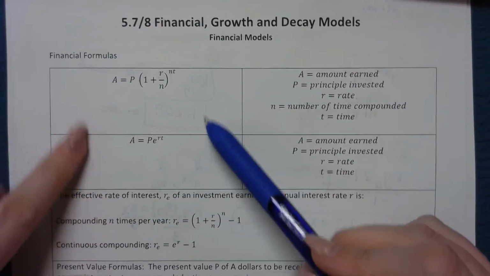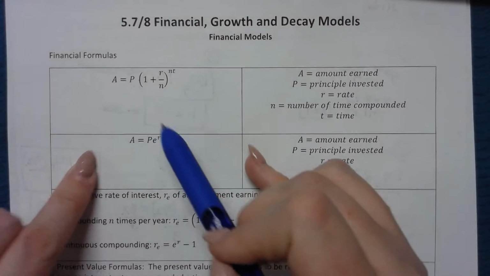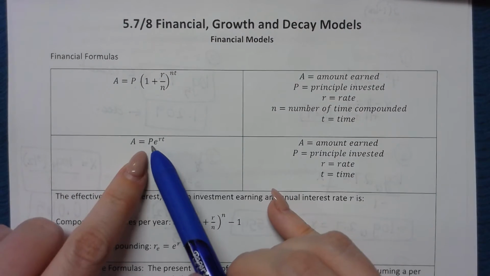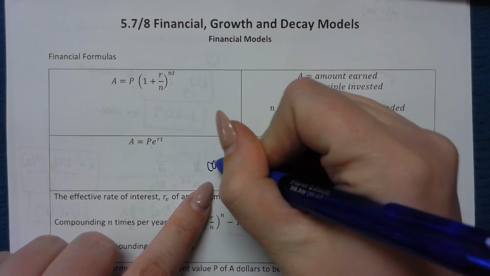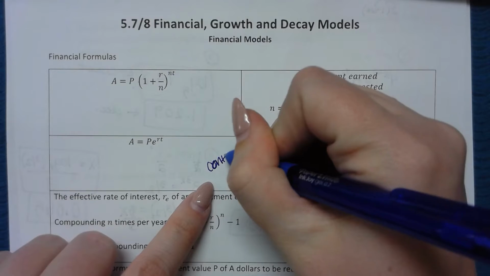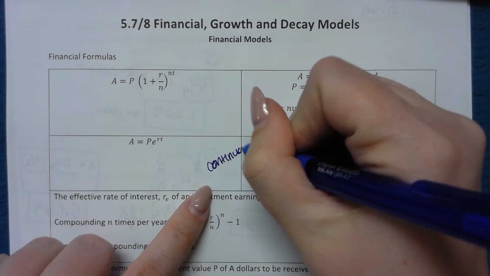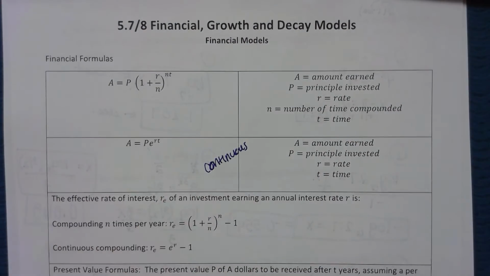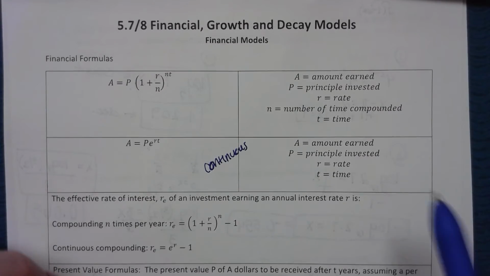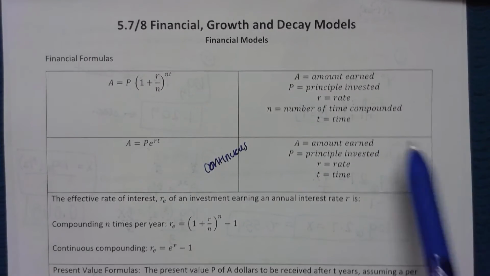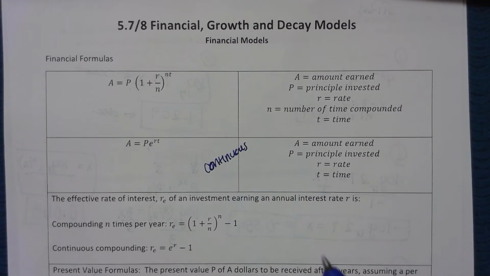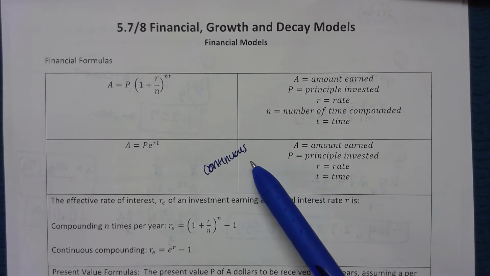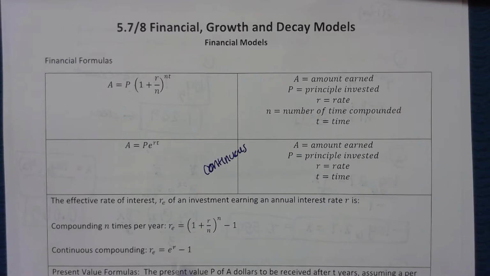Now the difference between these two formulas is that P is still going to be the amount you invest, but this time for this formula we're doing continuous compounding. So at any moment of time it's being compounded, compared to this is saying on March 1st it's going to get compounded. This is just at any moment of time it's getting compounded. It's continuously happening. Okay, so you have to pick the right formula based on how many times it's being compounded.